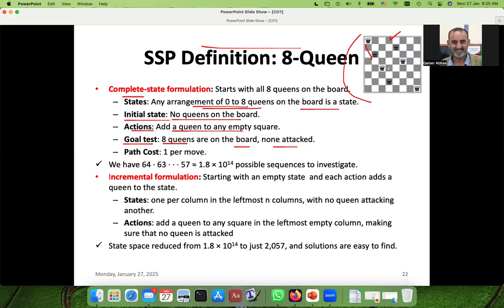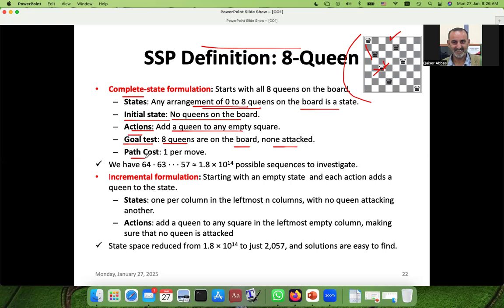This is an action. For example, here, this is empty. When you will move this queen to here, this is action. When you will move this queen to here, this is action. Any empty square, like you normally play in chess. So that is an action.